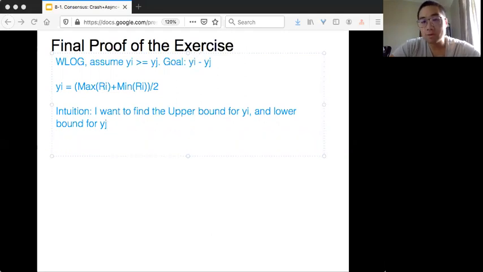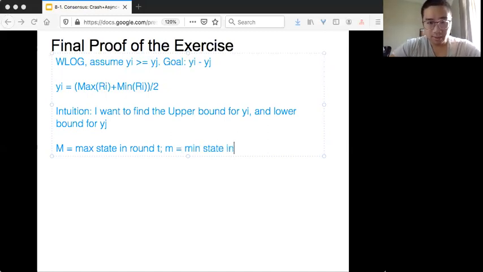So now let me introduce two things. The capital M is the max state value in run t. And then the lowercase m is the minimum state in run t. So if you remember, we have an example of 1, 2, 3. In that case, the capital M would be 3, and the lowercase m would be 1. Okay. And in this case, what would be the upper bound for yi? So think about it.